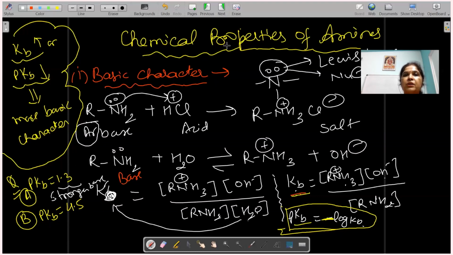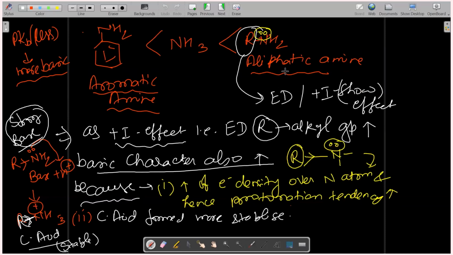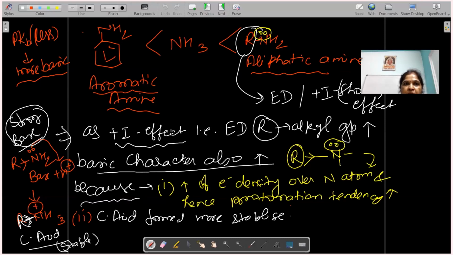Now, continuing this topic, a lower pKb value means it is more basic. Now what is the order of basic character? All of you know: aliphatic amine is more basic than ammonia, which is more basic than aromatic amine. What is the reason? Why is an aliphatic amine a stronger base than ammonia?